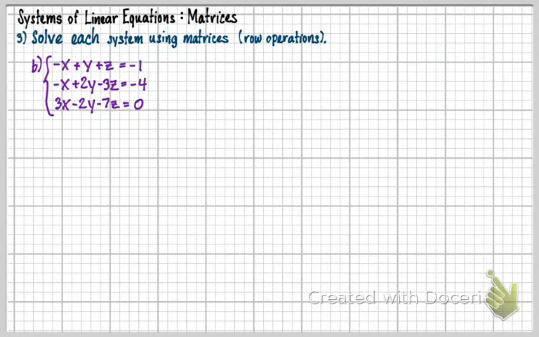So for B, we're going to solve this system using matrices as well, and it says row operations. So first off, I'm going to write this as an augmented matrix, and I'm going to need all the room I could get here. So this is going to be negative 1, 1, 1, and negative 1, and that's going to be the first row here.